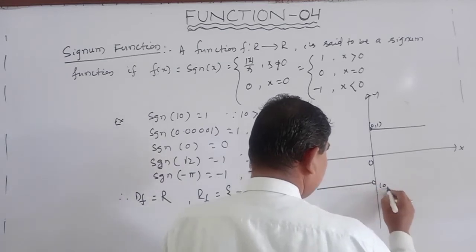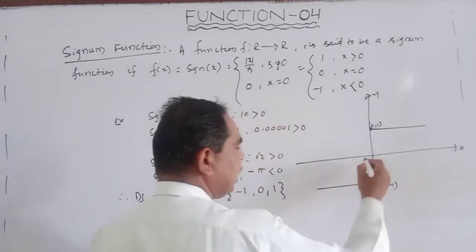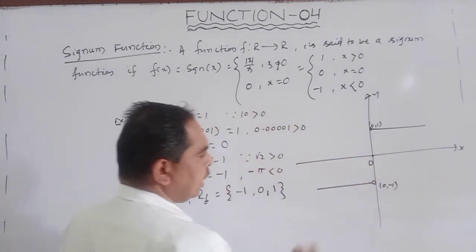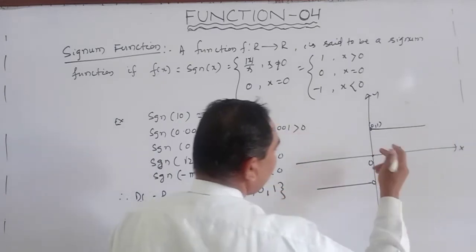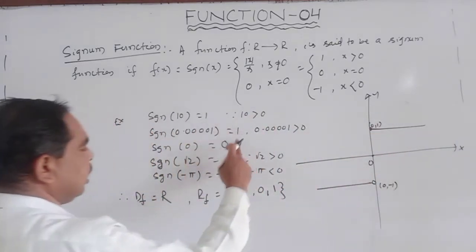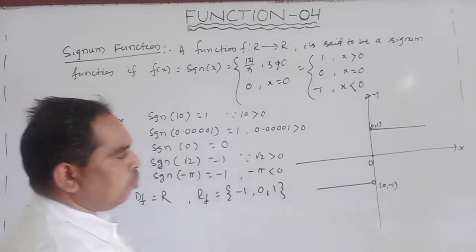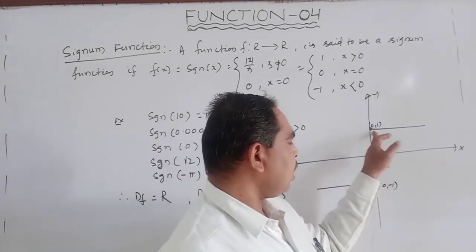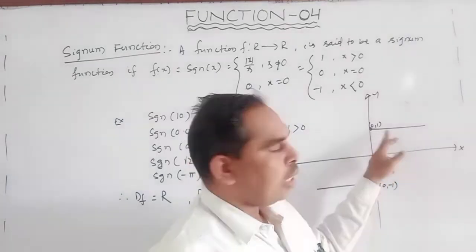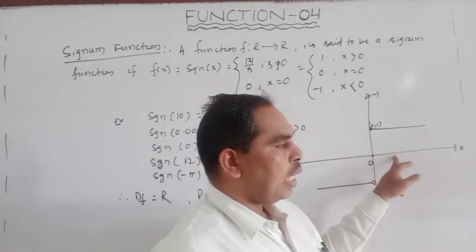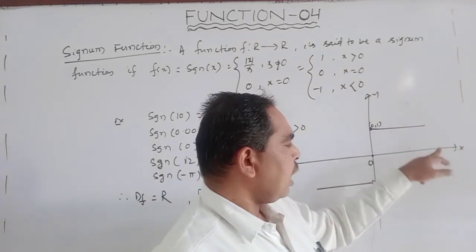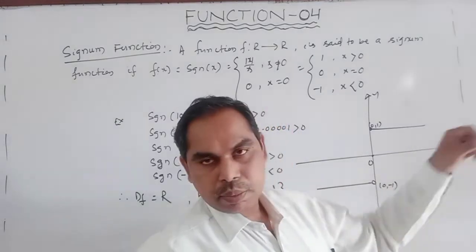This is 0 minus 1. When x is equal to 0, the output is 0, which means SGN 0 is 0. When x is greater than 0, the output is 1. So when x is equal to 0.1, it is 1; when x is equal to 0.2, SGN of 0.2 is 1. When x is equal to 1, SGN 1 is 1, SGN 2 is 1, SGN 3 is 1, SGN 10 is 1, and so on.